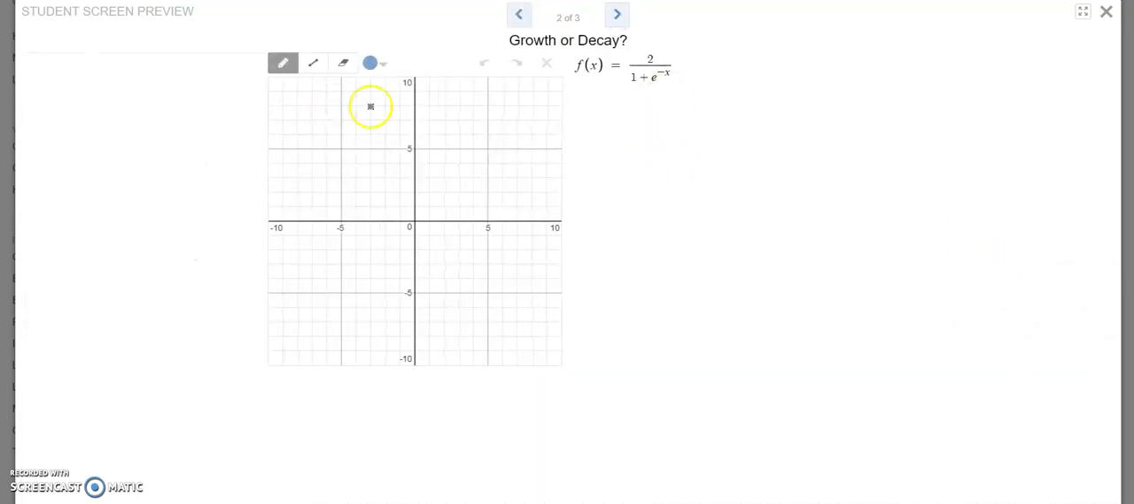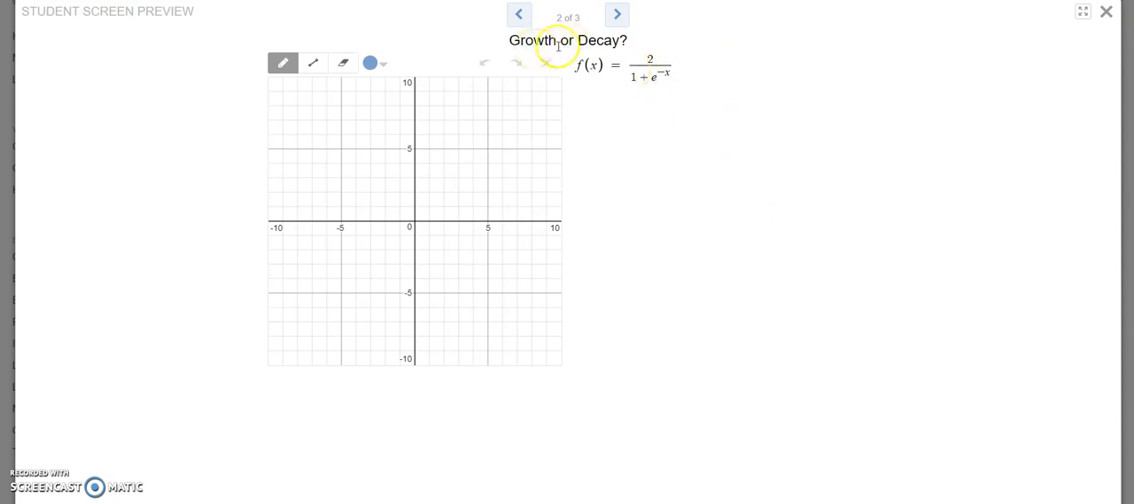Now, without graphing, now that we've looked at all three of our values, we've got 2 as our A value, we've got negative x, so our B value will be negative 1, and we have no C value. Okay, so we've got 2 over 1 plus e to the negative x. Without graphing it, as we learned last time, this 2 will just move our graph up or down.